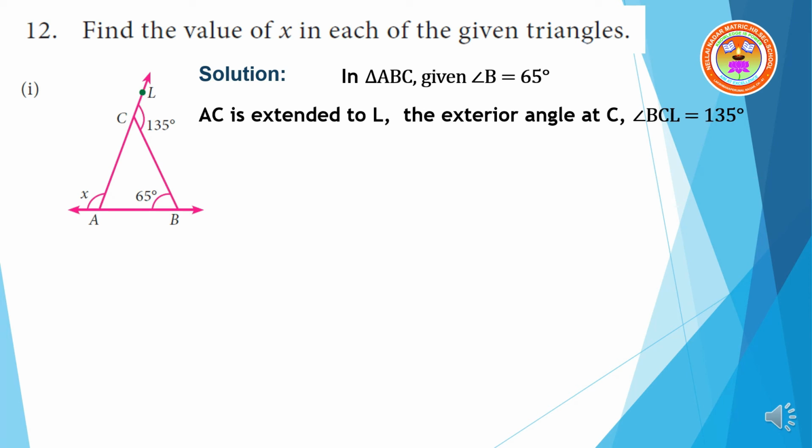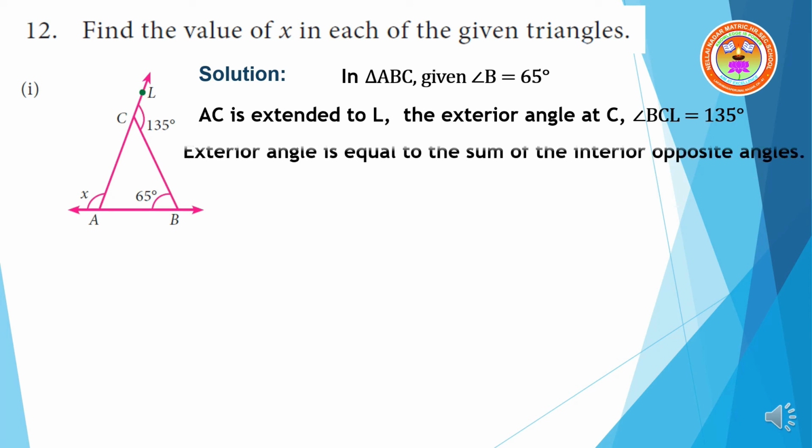AC is extended to L. The exterior angle at C is angle BCL, which is equal to 135 degrees. Now, we know the property that the exterior angle is equal to the sum of the interior opposite angles. So, this can be written as angle A plus angle B is equal to angle BCL. So, by substituting angle B and BCL, we can find angle A.